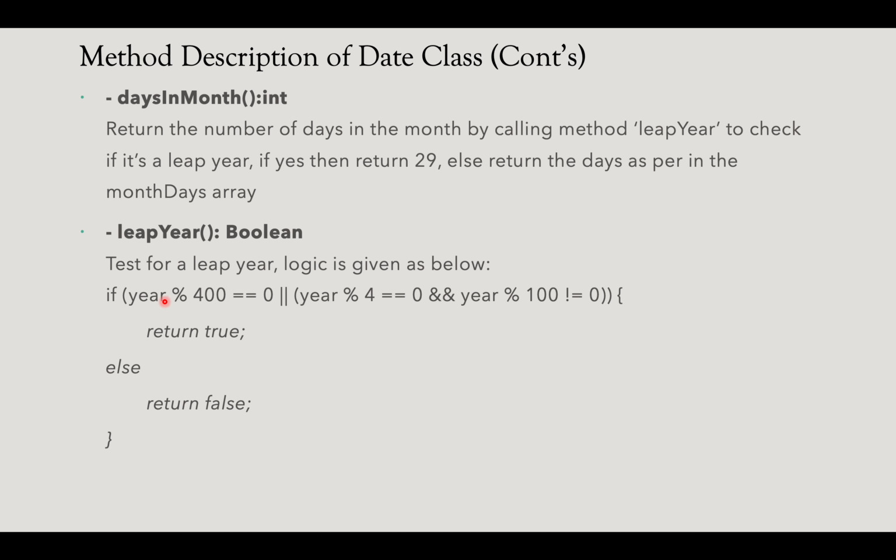Okay, so we have a leap year method. This will return a boolean which will test whether this year is a leap year or not. We are using the year modular 400. If the remainder is 0, then it is a leap year, or you use the year modular 4 equal to 0 and the year modular 100 not equal to 0. So this is the formula to check the leap year.